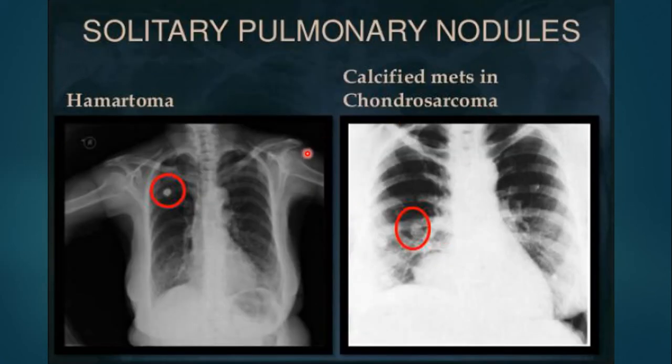For example, this is a very well defined rounded lesion, completely surrounded by lung tissue, well aerated. The rest of the chest looks good, and you can see a tiny focus of calcification just here, and this was a hamartoma, okay? While here, patient was a known case of chondrosarcoma presented with this nodule in the lung, and you can see very tiny calcific foci within it, and it was a metastasis containing calcification from chondrosarcoma.